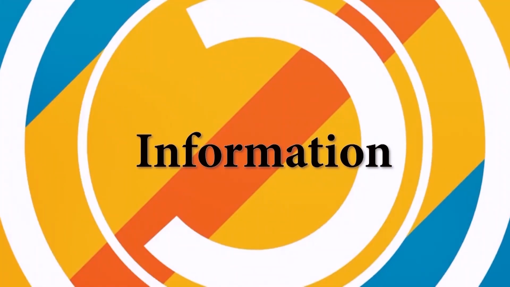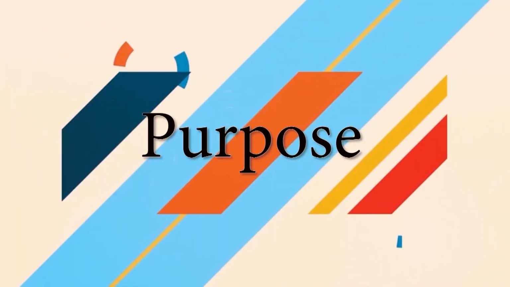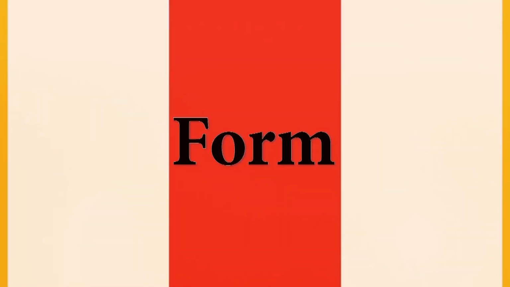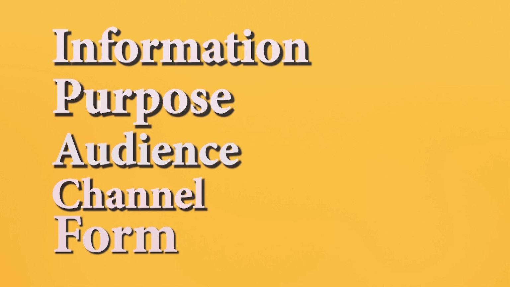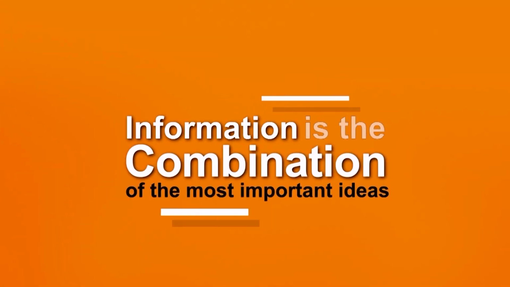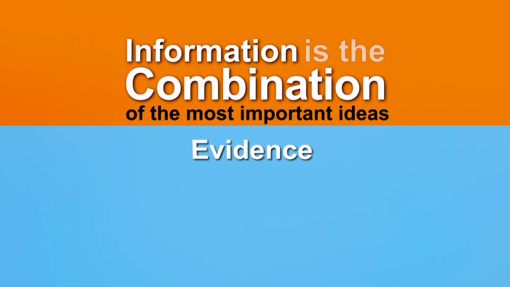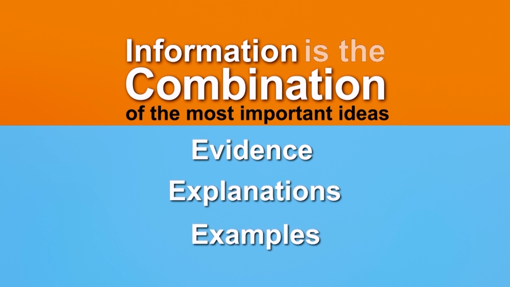In this definition, we see 5 major components: information, purpose, audience, channel, and form. Let us now examine each of these in detail. Information is the combination of the most important ideas the audience needs to know and the key details like evidence, explanation and examples that support those ideas.